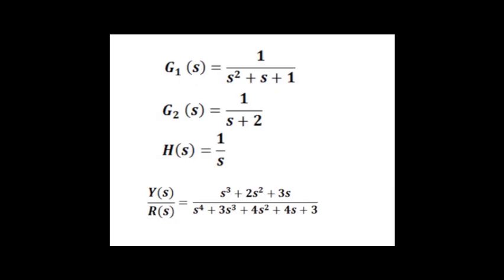Let us consider the screen-shown transfer functions. G1 equals 1 by s square plus s plus 1, G2 equals 1 by s plus 2, H equals 1 by s. After computation, Y by R should be s cube plus 2s square plus and so on.